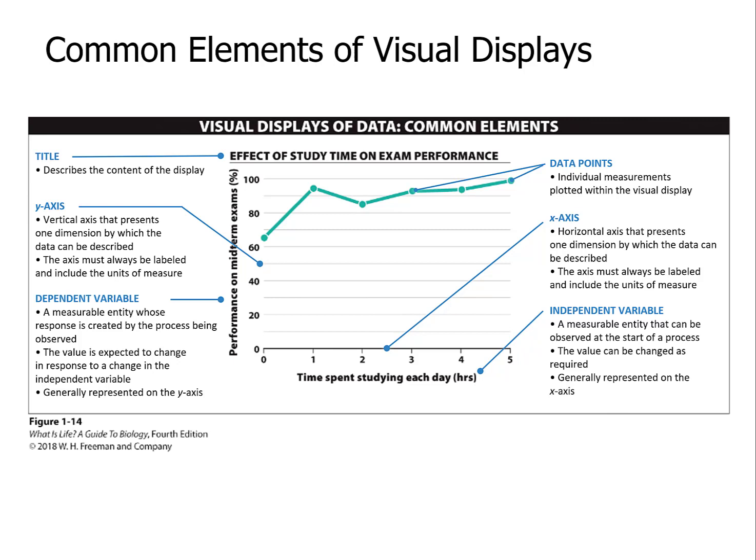And the dependent variable is a measurable entity whose response is created by the process being observed. The value is expected to change in response to the independent variable. So the dependent variable depends on the independent variable. That's how I've always remembered it. So we do that on the y-axis. Now the x-axis is the horizontal, and it's labeled, and the independent variable is the measured entity. So we put the independent variable that affects the dependent variable on the x-axis, and we can see that, and then you see the data points, and then you can fill the lines in from that.